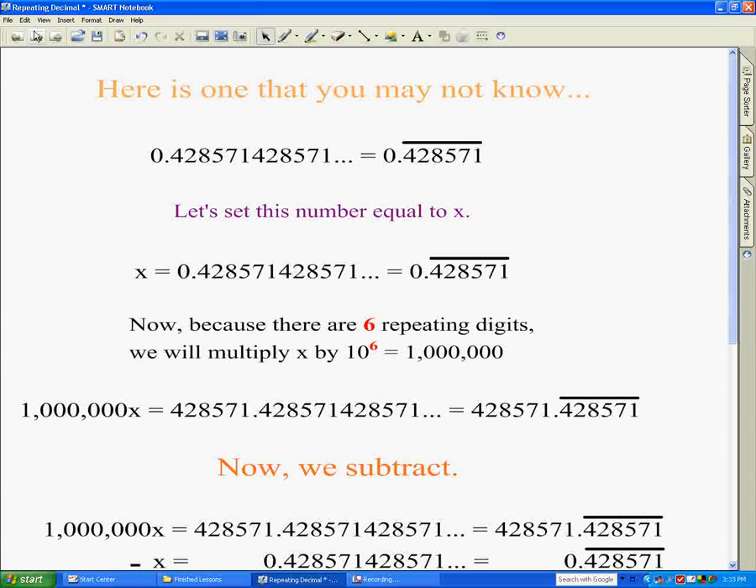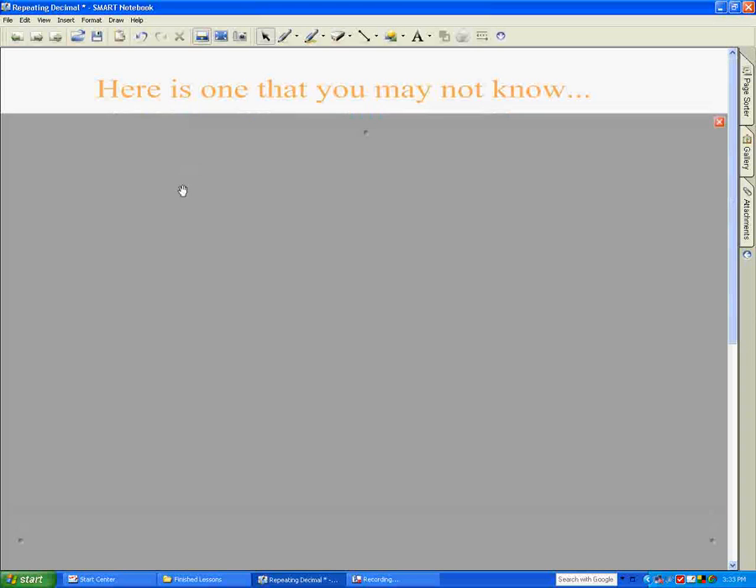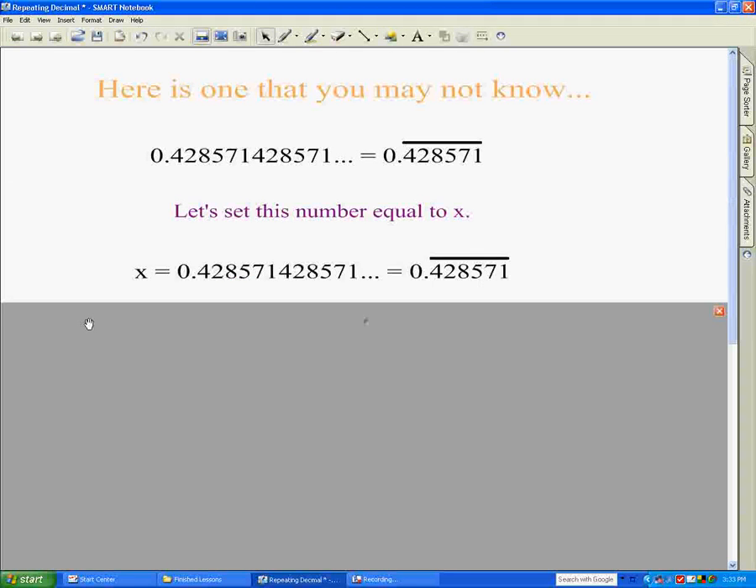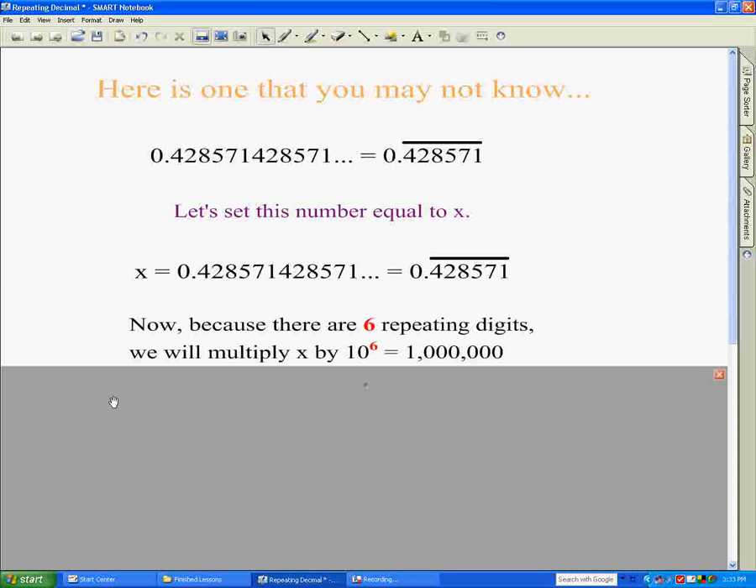Here's one you may not know. 0.428571, 428571. It's a kind of famous one, but you might not recognize it. So this 428571 continues to repeat. So we'll set that equal to x. And now there are 6 repeating digits, 4, 2, 8, 5, 7, and 1. So we'll multiply x by 10 to the 6th power, or 1 million.